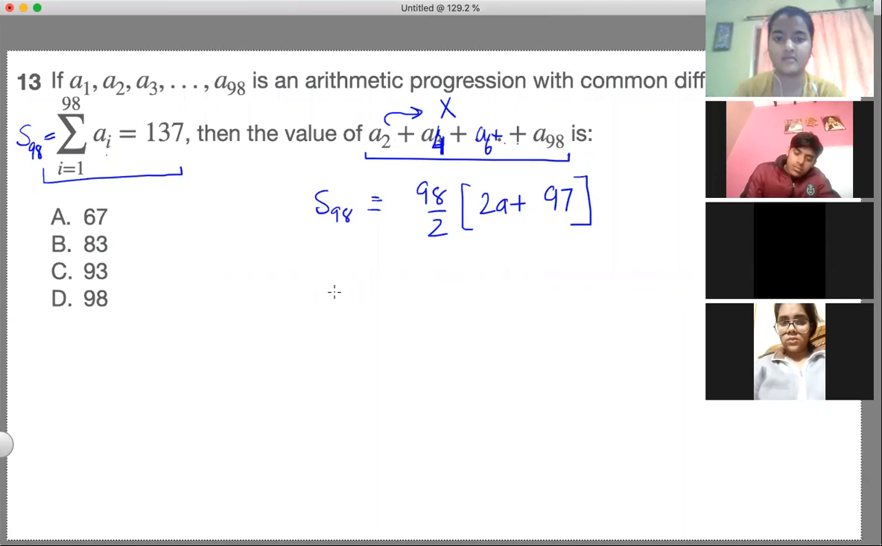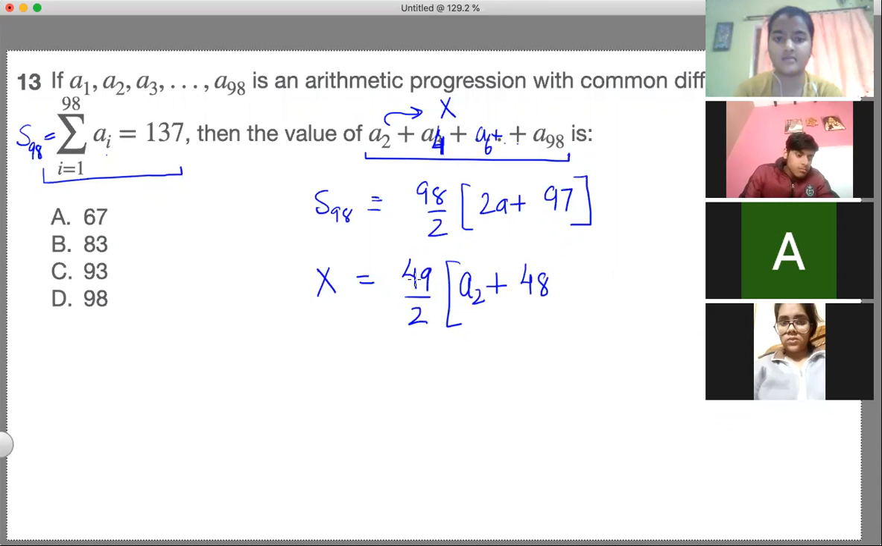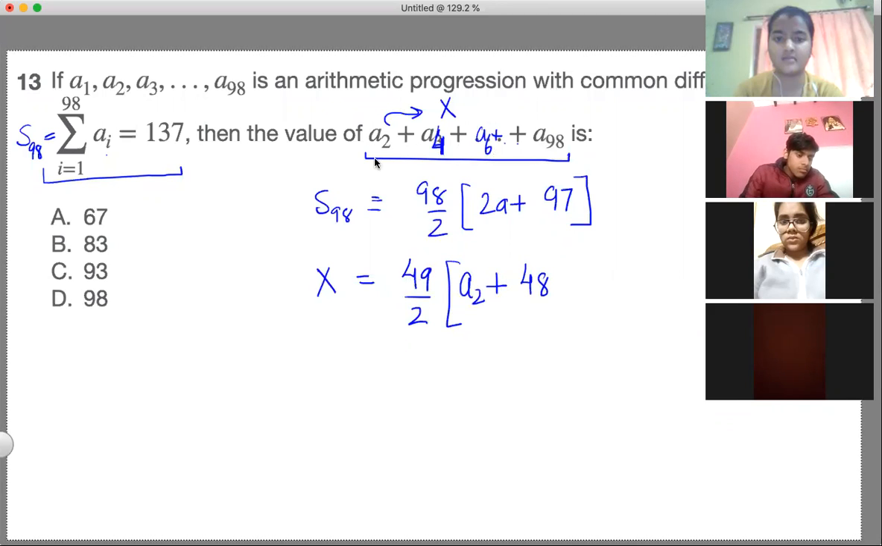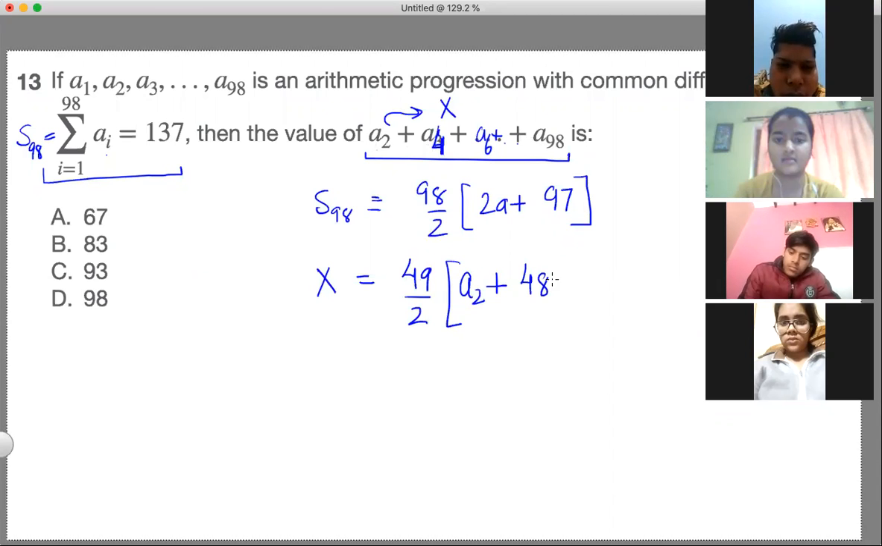इस सम को लिख के देखिए क्या बनता है. ये सम क्या बनेगा? इसमें कितने टर्म्स होंगे? आधे टर्म्स होंगे. 98 के आधे यानी 49 टर्म्स हैं. So 49 by 2. What is the first term of this, A2? Plus 49 minus 1, which is 48. And what is the common difference of this AP? इस AP का कॉमन डिफरेंस क्या था? 1. तो इसका क्या होगा? ऑल्टरनेट लिया तो 2 हो जाएगा, राइट? सो 48 into 2.